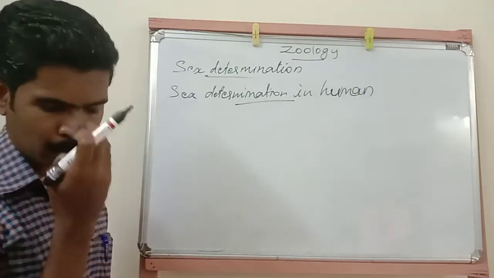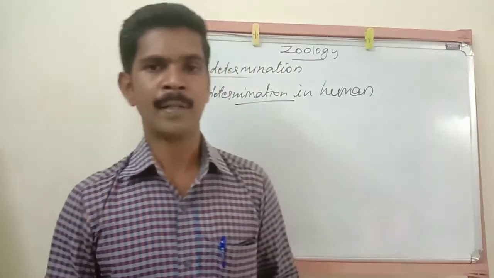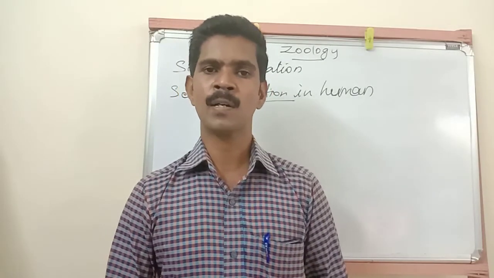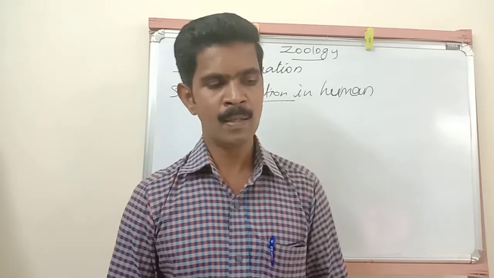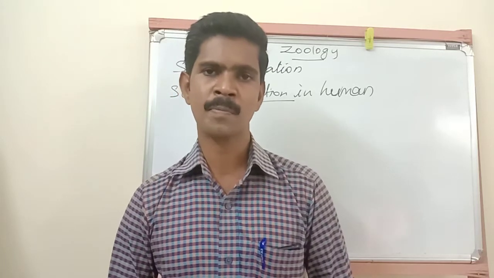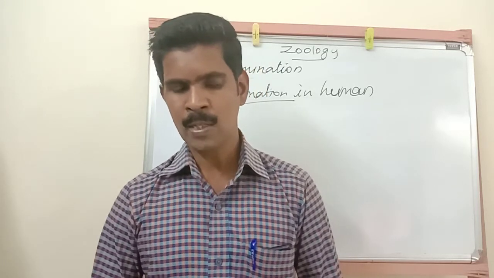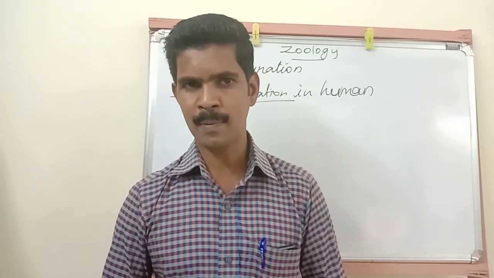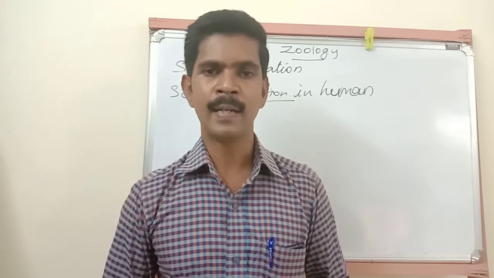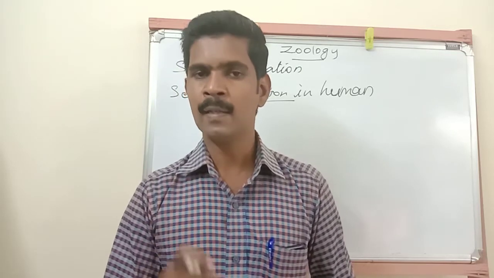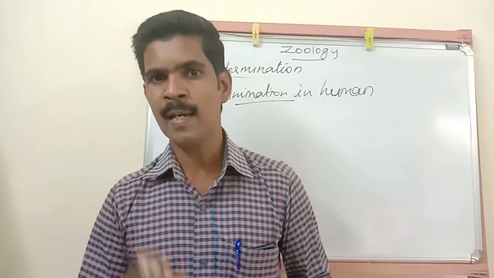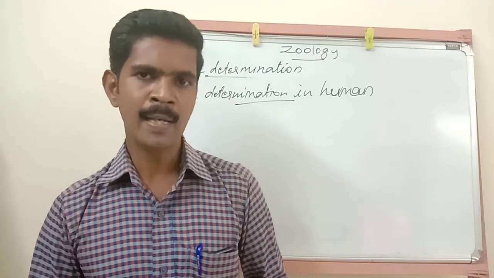Now, sex determination in humans. Listen very carefully. Already in the beginning I told you we have 46 chromosomes, and all these 46 chromosomes are arranged in 23 pairs. The first 44 chromosomes are called autosomes, and the last two chromosomes are called sex chromosomes. The first 44 autosomes are similar for all human beings, but the last two sex chromosomes are different. That means in male, the sex chromosomes are in XY condition, and in female, the sex chromosomes are in double X condition.